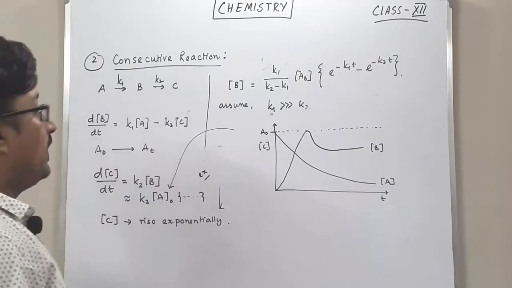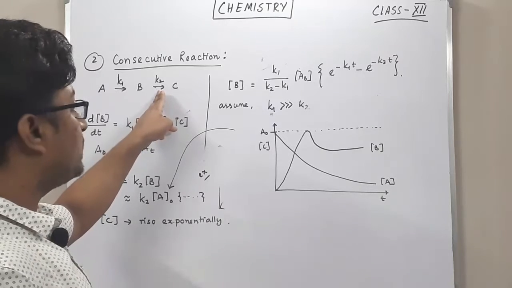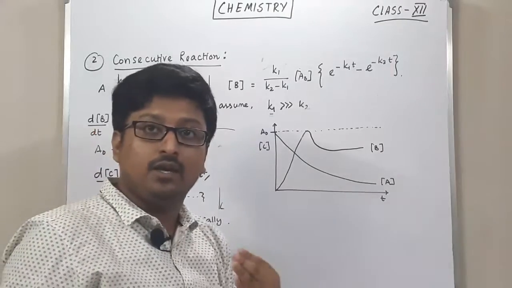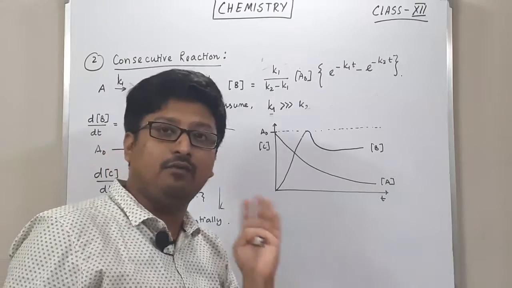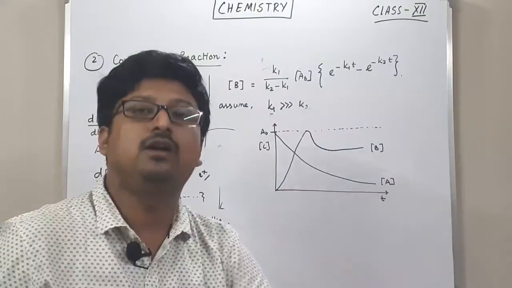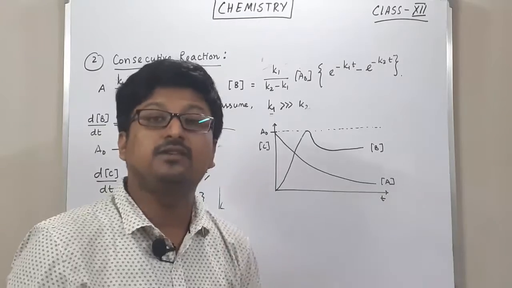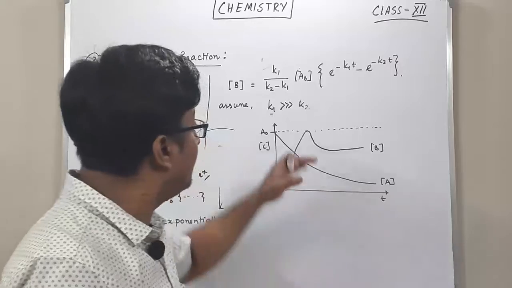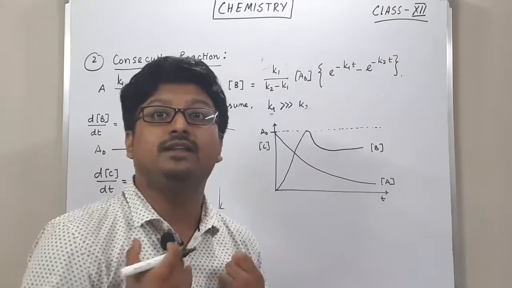Why? Because K2 is slow, so the depletion of B will be slower. You can assume that if K1 is very fast, A will be totally converted to B. Then the conversion of B to C will be a very slow process, because the rate constant is less. If it is a slow process, then the concentration of B will remain almost constant over the time interval.